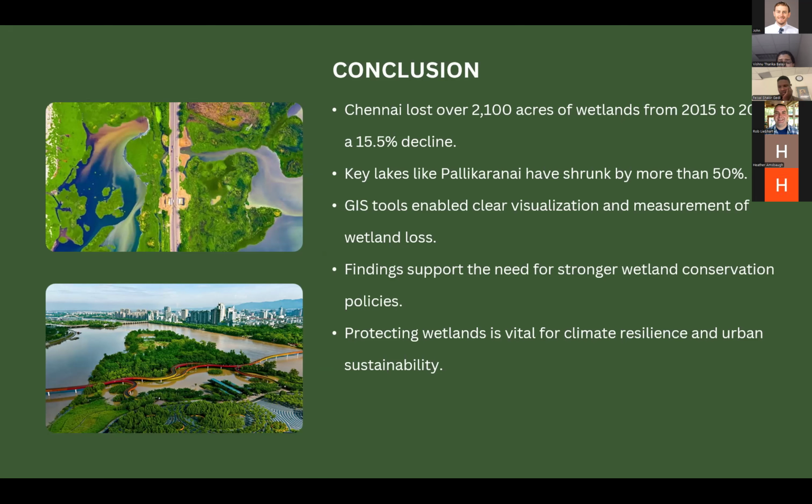And preserving what remains of Chennai's wetlands is not just an environmental ideal, it is essential for the city's resilience. In the face of climate change, erratic monsoons, and rapid urbanization, these wetlands act as a natural safeguard for millions of residents in Chennai. So I feel Chennai's future does depend on these ecological sites and these wetlands.